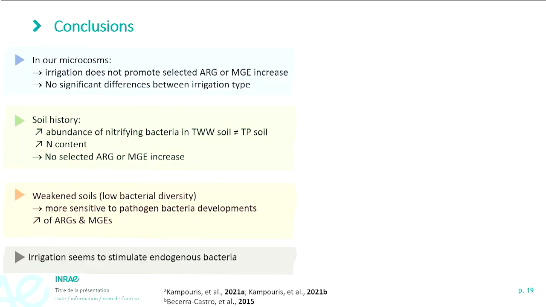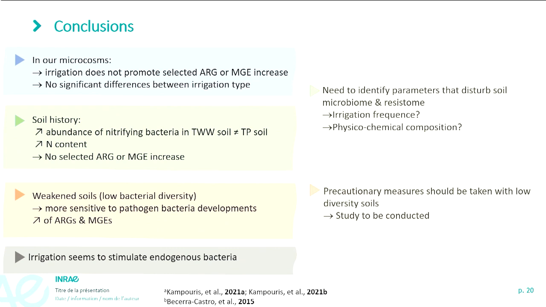And our weakened soils with low bacterial diversity seem to be more sensitive to pathogen bacteria developments and denitrifying bacteria developments also. And they were associated with an increase of antibiotic-resistant genes and mobile genetic elements just after irrigation. But irrigation seems only to stimulate endogenous bacteria already present in soils.